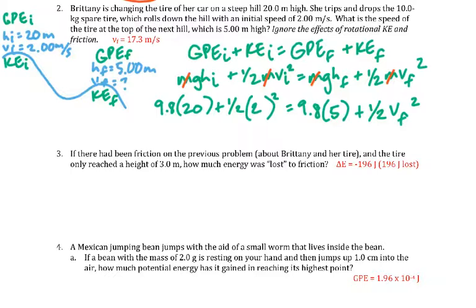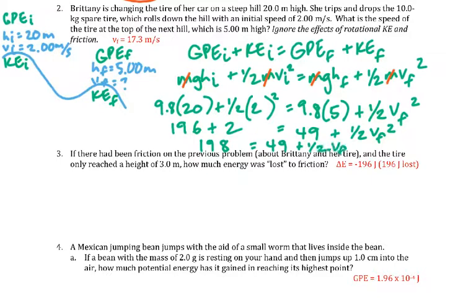To solve that, I'm going to just work little by little. So 9.8 times 20 is 196. 2 squared times 1/2 is 2. 9.8 times 5 is 49. And then I still have 1/2 times VF squared here. So now I'm going to add 198 equals 49 plus 1/2 VF squared.